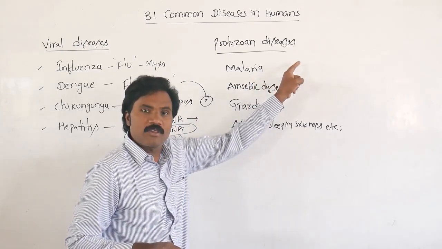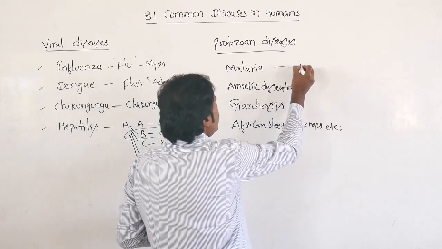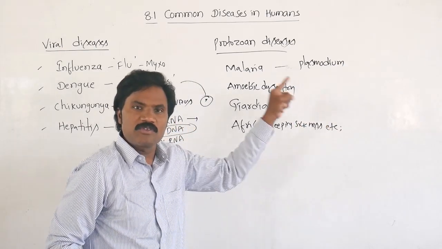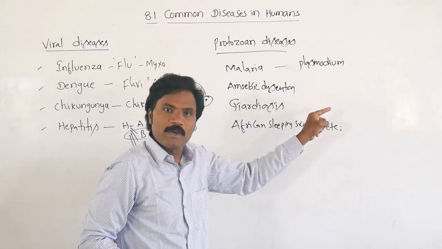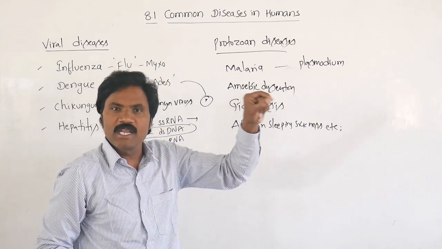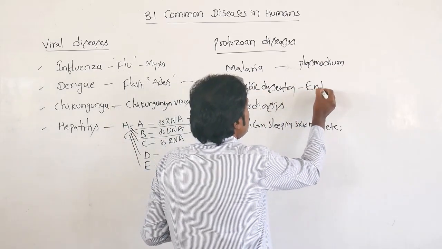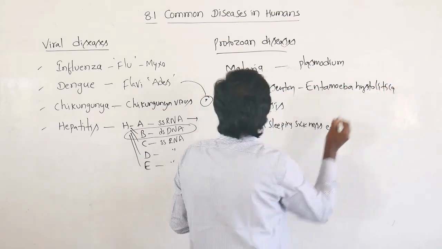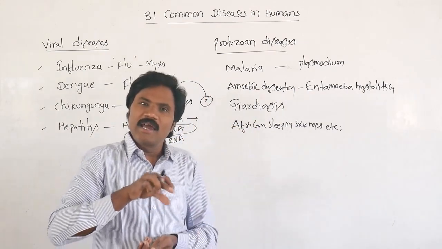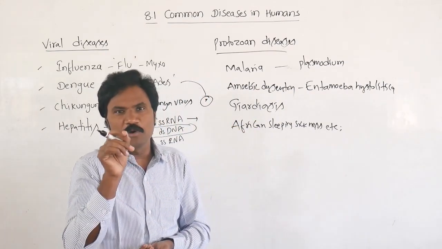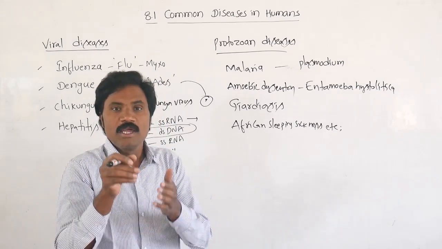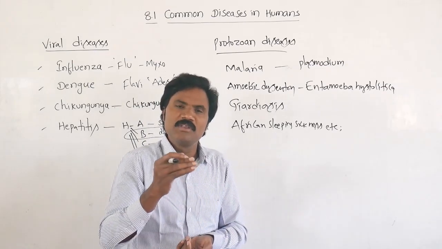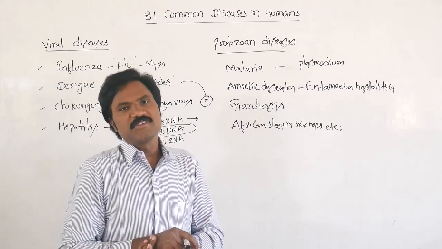Which protozoan parasite causes malaria? That is Plasmodium. Plasmodium parasite causes malaria. Which specific protozoan parasite causes amoebic dysentery? Entamoeba histolytica. Then giardiasis: what is the name of the protozoan parasite which causes giardiasis? It is very similar to dysentery. What is meant by dysentery? Dysentery means nothing but a type of loose motions.